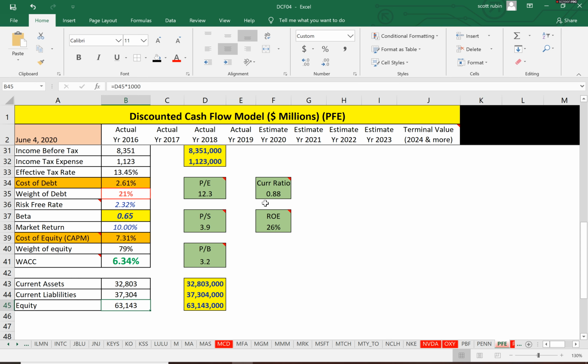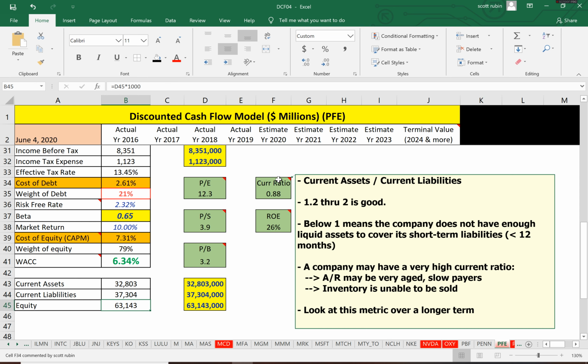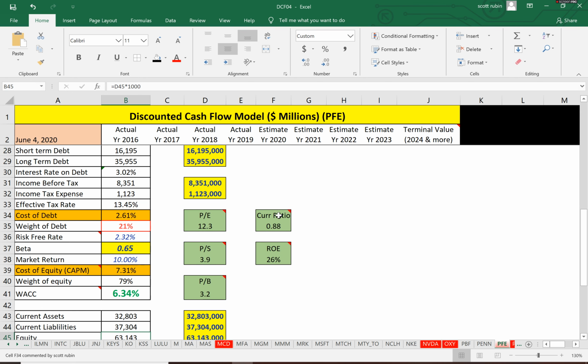Current ratio is also another popular ratio. It's current assets over current liabilities. Current assets are assets that can be liquidated into cash within 12 months or less. And current liabilities are what you owe, all of which is due within 12 months. So I like to see between 1.2 and 2. Under 1 is very concerning, because in this case, Pfizer under 1 means they don't have enough liquid assets to cover their short-term liabilities, because they have, as we saw, a lot of debt, 16 billion, that's due within 12 months.